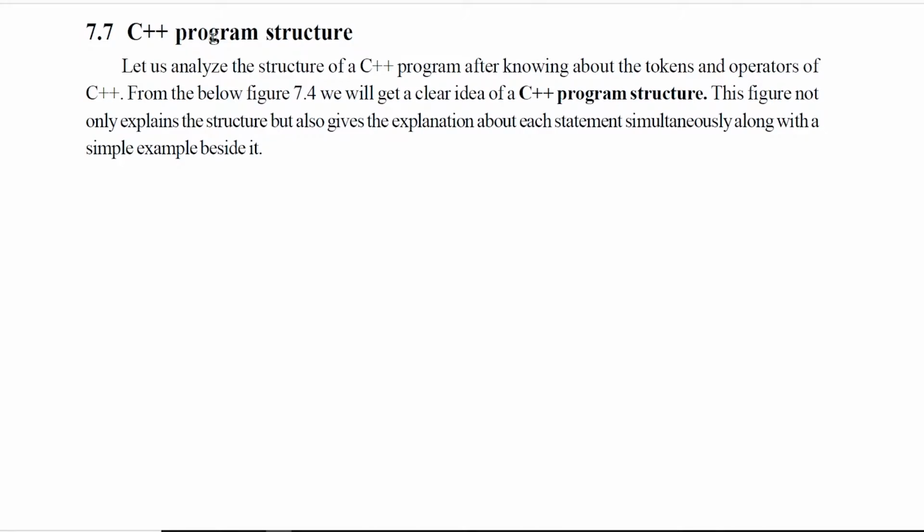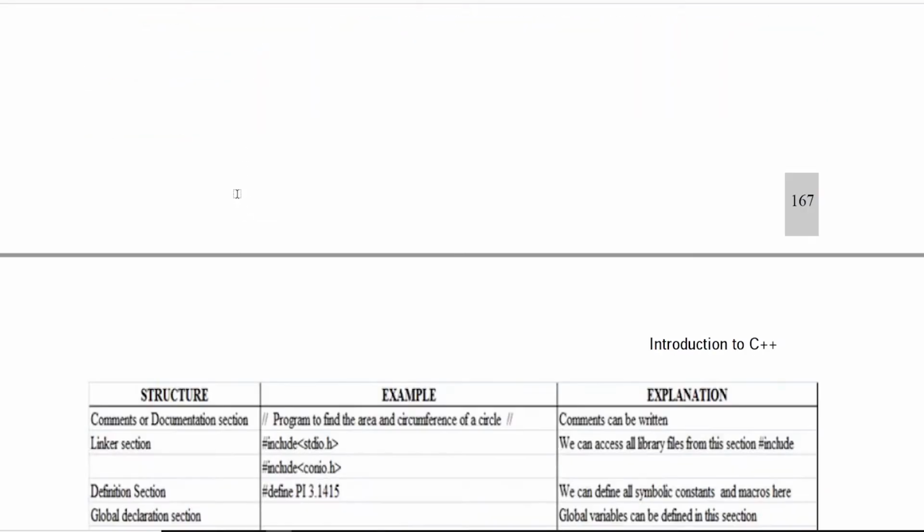So let us look at the C++ program structure. Let us analyze the structure of a C++ program after knowing about the tokens. We have different types of tokens, five tokens we have discussed, and operators of C++. From the figure below we will get a clear idea of the C program structure. This figure not only explains the structure but also gives the explanation of each statement along with a simple example. We'll follow it and see how it works.